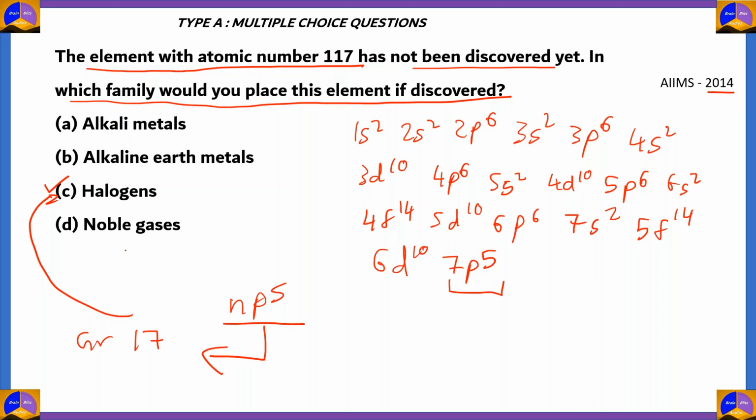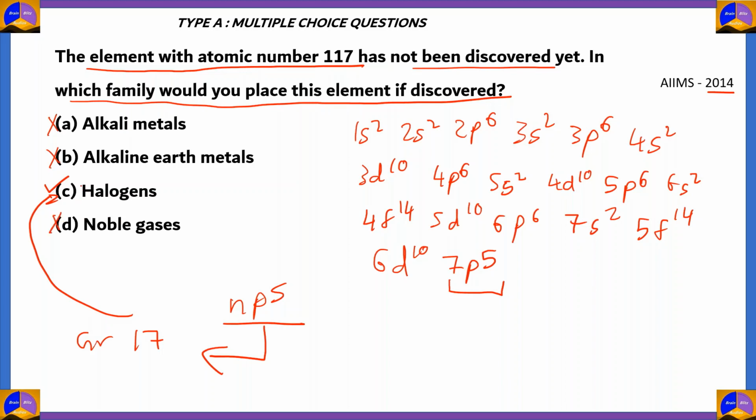Now, why are options A, B, and D incorrect? Because A means alkali metal, so it has to end at 7s1, which is not there, so option A is incorrect. For alkaline earth, it has to end at 7s2, which is also incorrect. For noble gases, this has to end at 7p6, that is the configuration for oganesson, which is not the one present here, because we are looking for tennessine and not oganesson. So option D is incorrect.